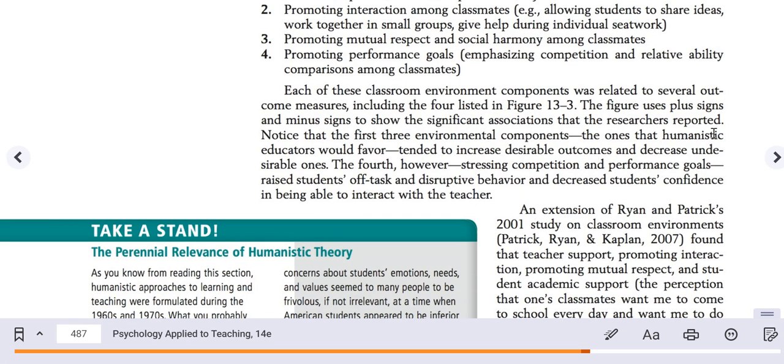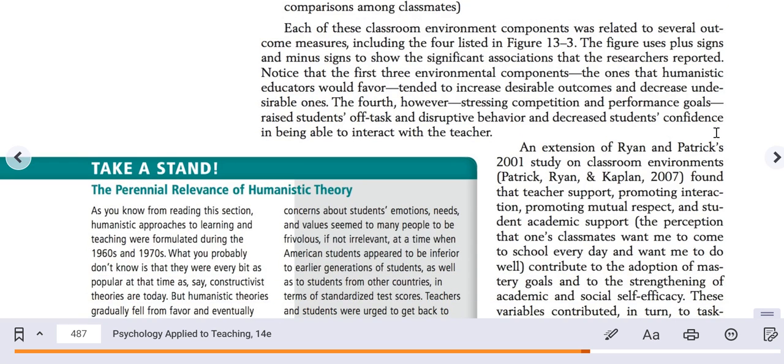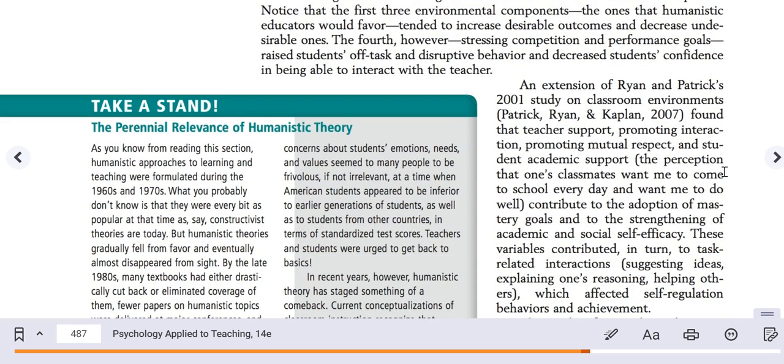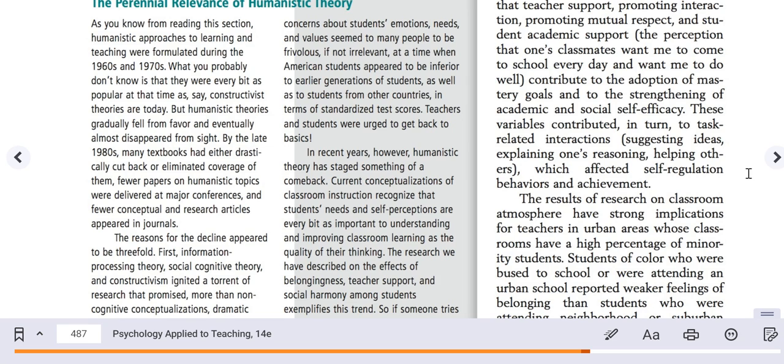So, an extension of Ryan and Patrick's study on the classroom environments found that teacher support, promoting interaction, promoting mutual respect, and student academic support contribute to the adoption of mastery goals and to the strengthening of academic and social self-efficacy. These variables contributed in turn to task-related interactions, explaining one's reasoning, which affected self-regulation, behaviors, and achievement.